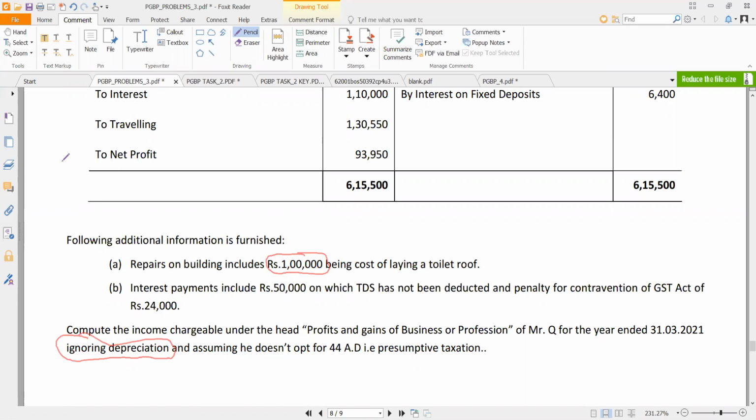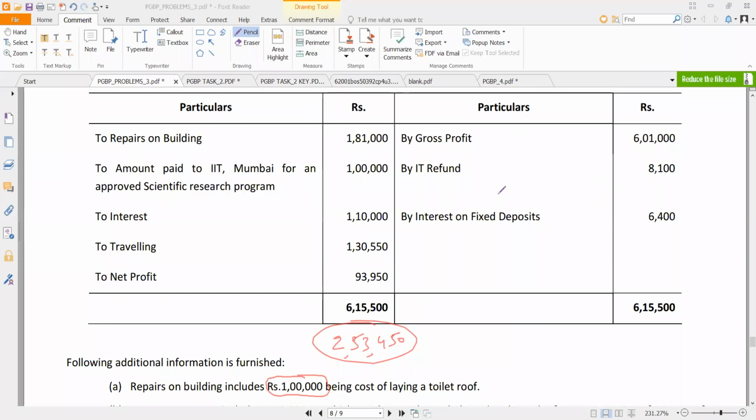Final answer is wrong. Of course, step-wise, some marks we may get. So the question said very clearly, ignoring depreciation. So ignore depreciation. Now tell me, those who did not deduct the depreciation, what is your answer? I'm sure it should be 253,450. That should ideally be the correct answer, because those who reduced the depreciation would have got 243,450. Majorly the difference was that. So 253,450 is the final answer. Those who got different answers, check why you got different answers, and if you have any questions there, you can ask me.